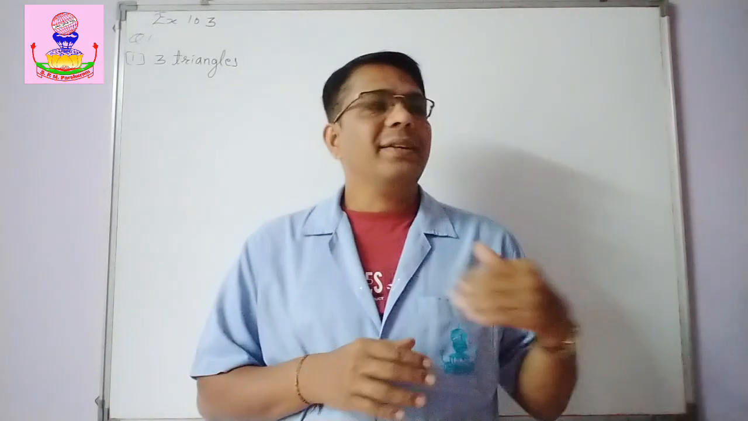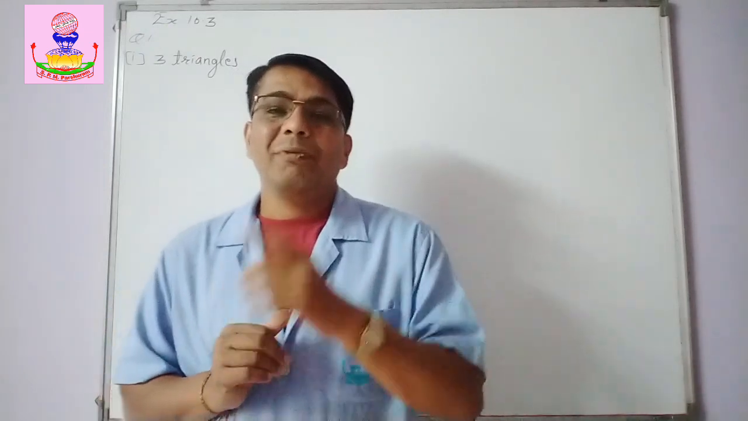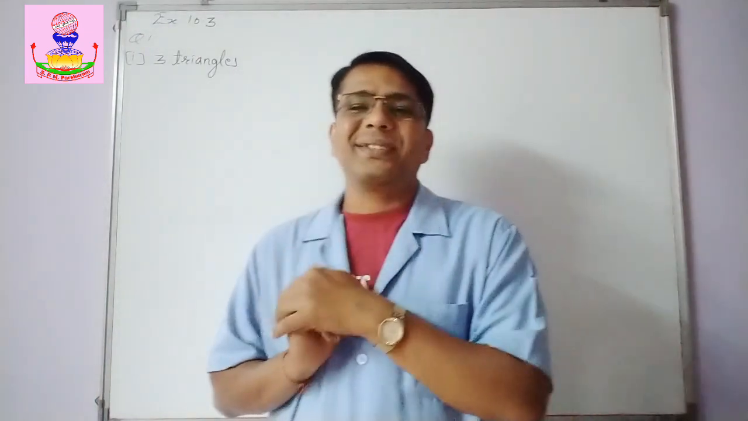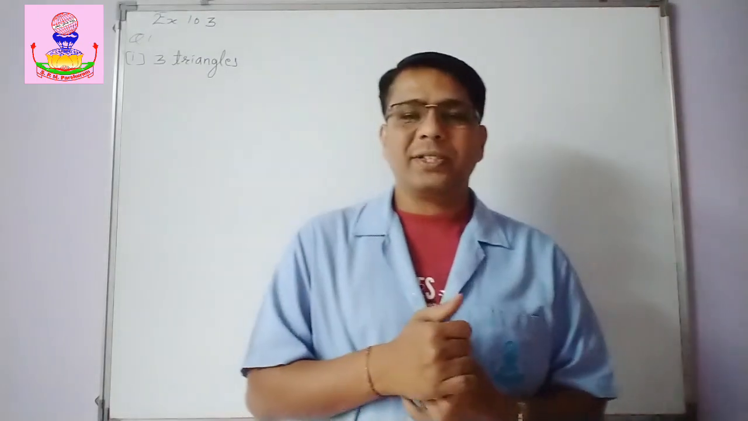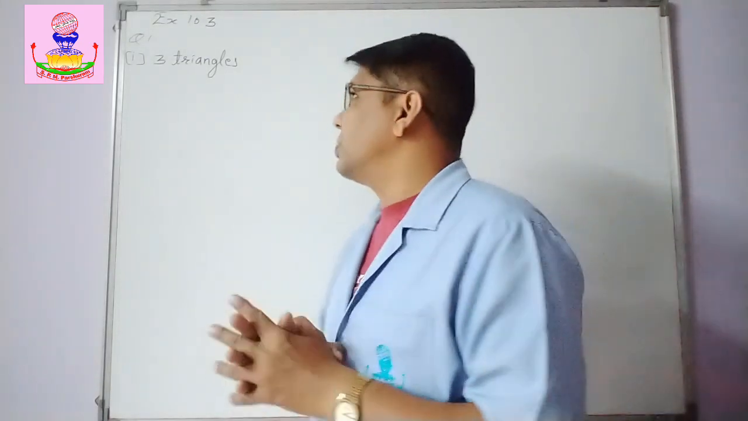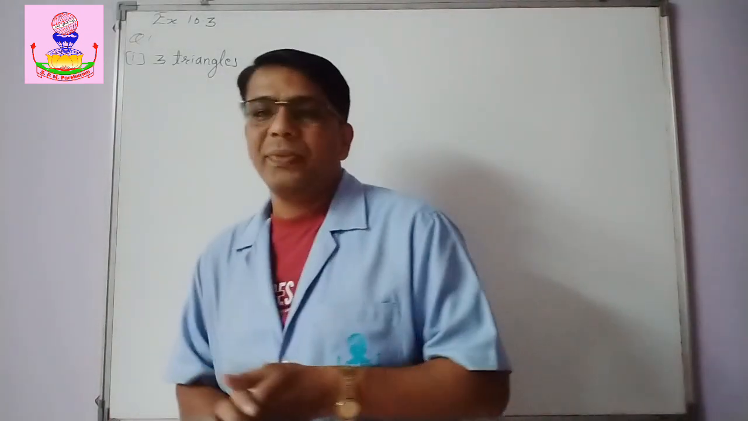And then we have verified a formula. Yes, it is called Euler's formula: F plus V is equal to E plus 2. Now the last part of the topic, that is exercise 10.3, question 1.